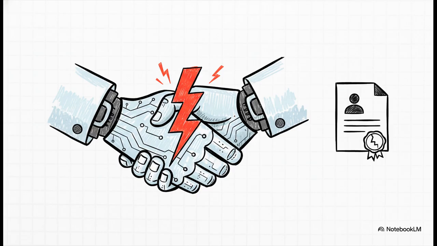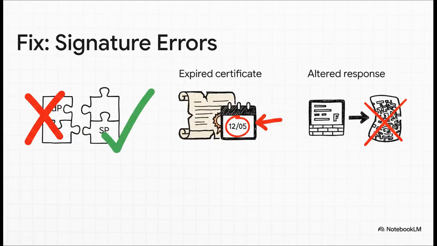It means the service provider got the information, but it has no way to trust that it's actually from the right place or that it hasn't been messed with along the way. This trust is all built on something called a digital certificate. The IDP signs the message with its private key, and the SP uses a public key to verify that signature.